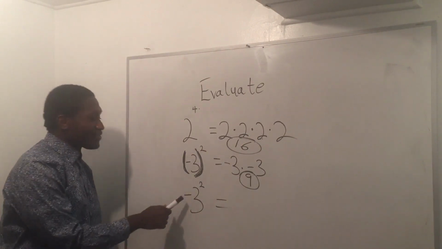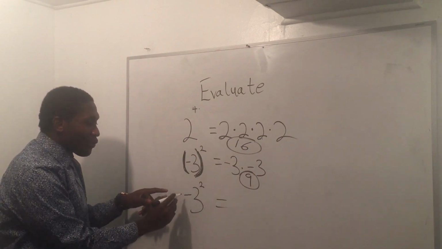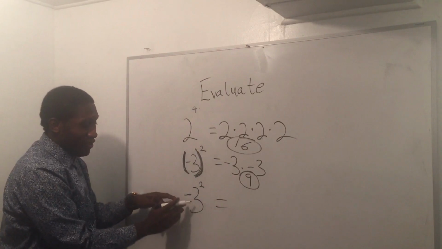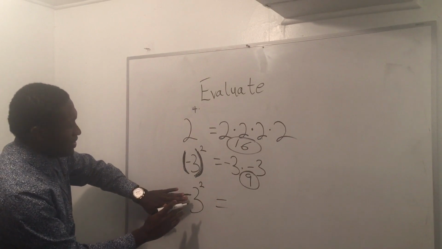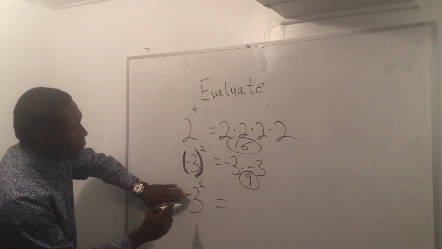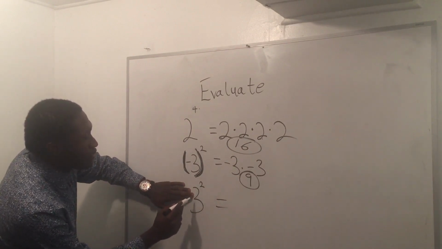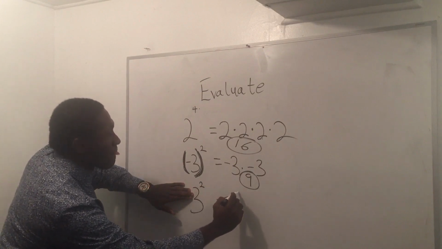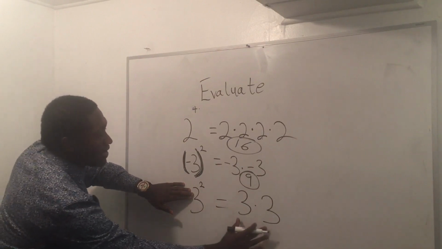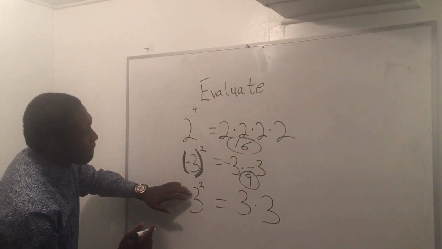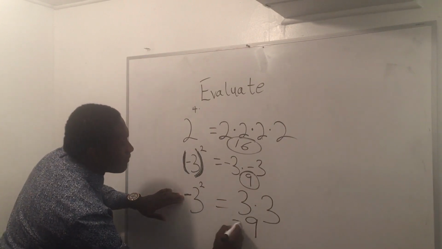Oh man, so he's trying to trick me right here. Now there's no parentheses. With negatives, if it's positive, it's fine. But if there's no parentheses around the negative, that means I have to forget about the negative for a second and do this part right here. So 3 to the power 2 means 3 times 3. After I get the answer, I'm just going to add the negative sign. So 3 times 3 is 9, and then I'll just add the negative sign.